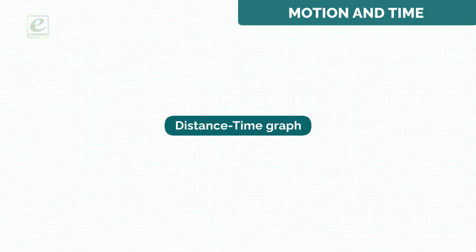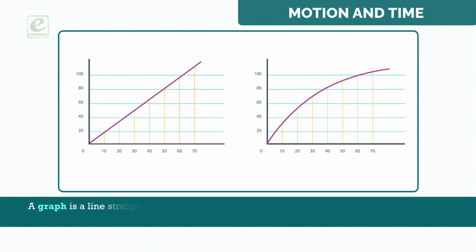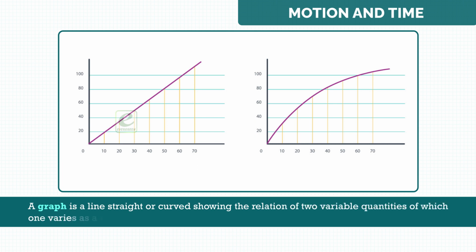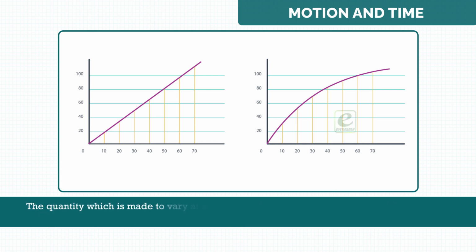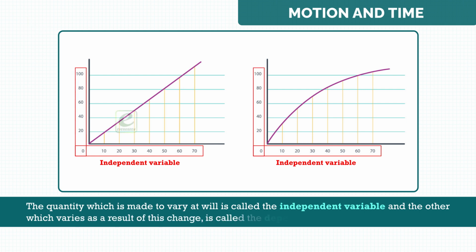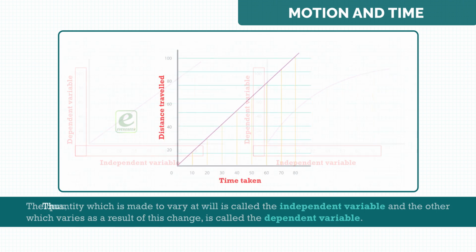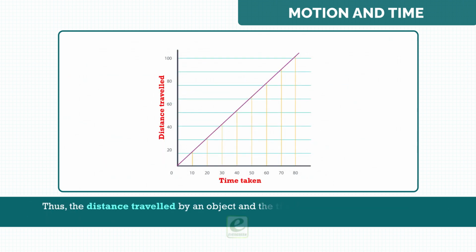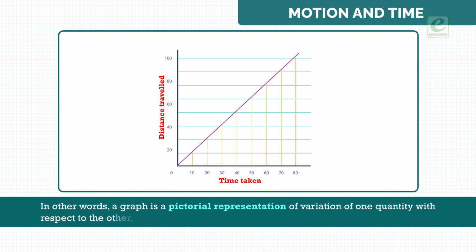Distance-time graph. A graph is a line, straight or curved, showing the relation between two variable quantities, of which one varies as a result of the change in the other. The quantity which is made to vary at will is called the independent variable, and the other, which varies as a result of this change, is called the dependent variable. Thus, the distance traveled by an object and the time taken to do so can be shown through a graph. In other words, a graph is a pictorial representation of variation of one quantity with respect to the other.